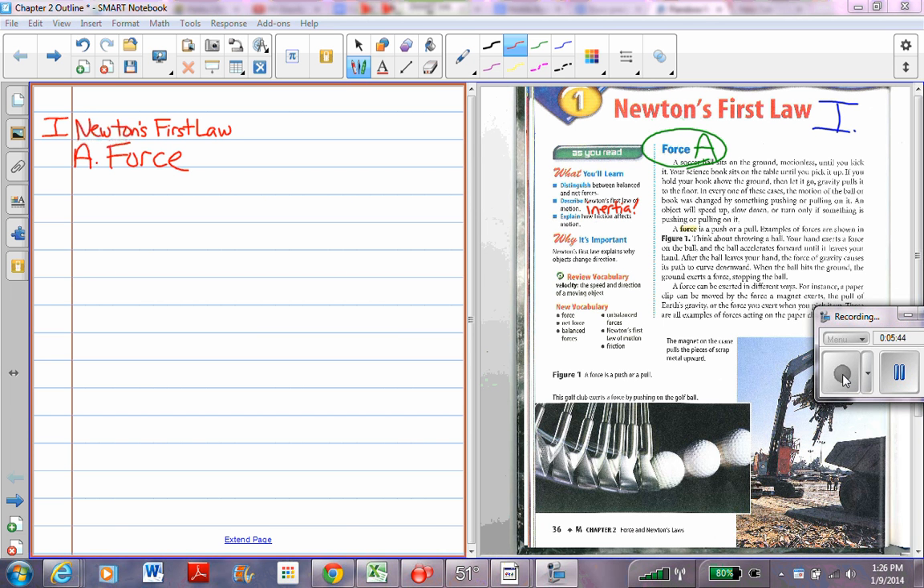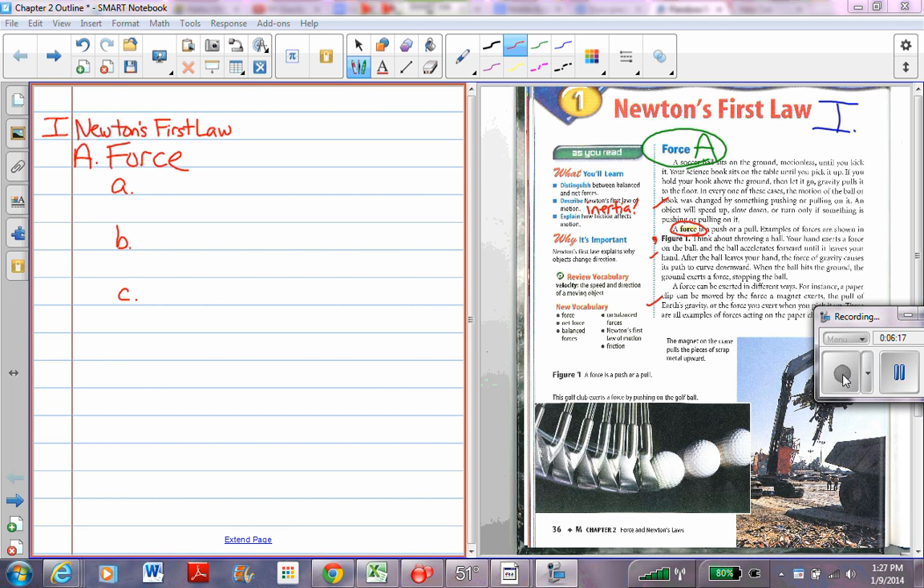Now, we haven't read this yet, but we have 1, 2, 3 paragraphs. We have a definition right here. We have information about a figure right here. So we should be able to pull 2 or 3 facts. So let's put some lines here for our facts. Our facts are always lowercase letters. So a, b, and c.